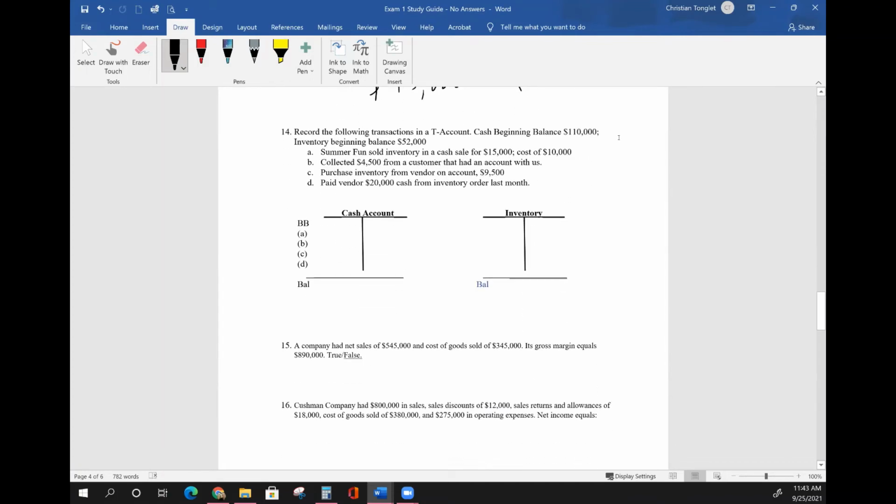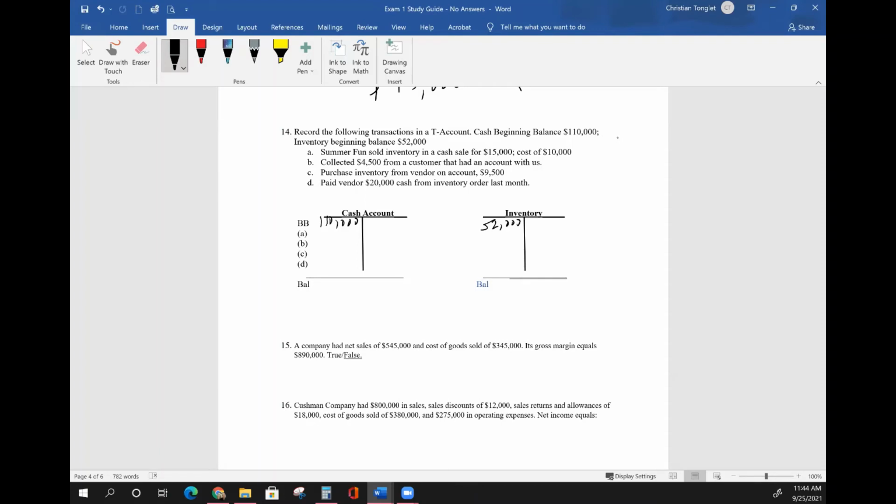Okay, here's an example of a T account. So we have to record the following transactions. It's telling me what my beginning balance is for cash and my beginning balance for inventory. So I have to know, is the beginning balance a debit or a credit? Well, I have to know what kind of account it is in order to know what the normal balance would be, right? So cash is an asset which has a normal balance of a debit. So I have 110,000 in cash as my beginning balance. Inventory is also an asset account. So I start with 52,000 on this side.